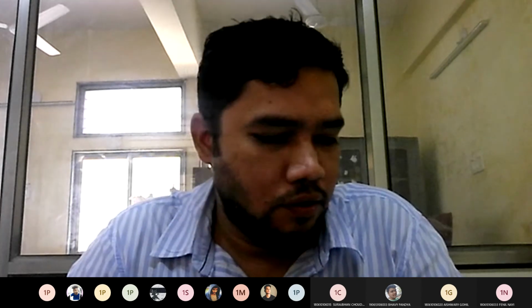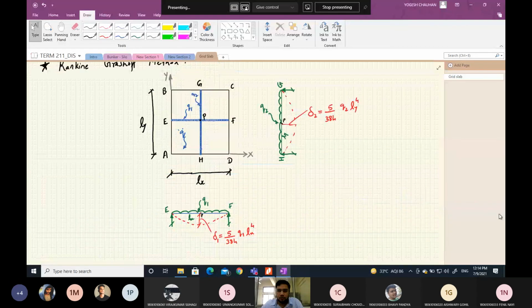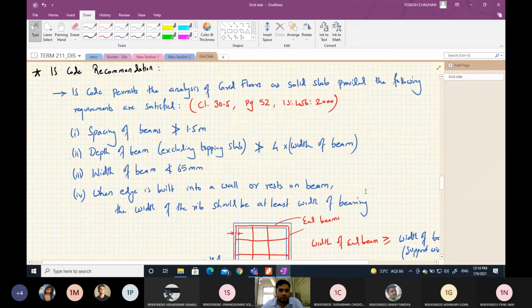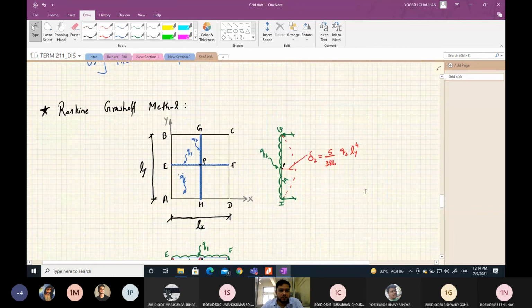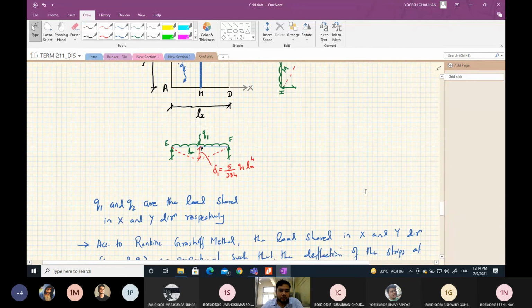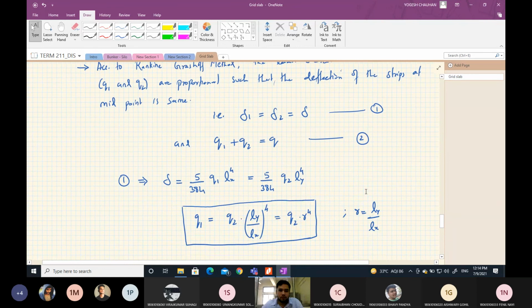So today we have covered two theories. One is IS code recommendations, okay, and second is Rankine-Grashof method. And in Rankine-Grashof method, we found the load shared by the strips in x and y directions, and then what will be the moment in x and y direction strips. So using these moments in x and y direction strips, we can find the steel required to resist this moment.